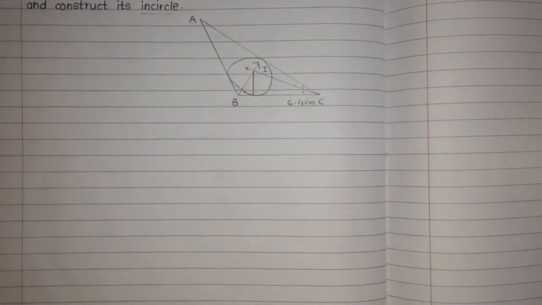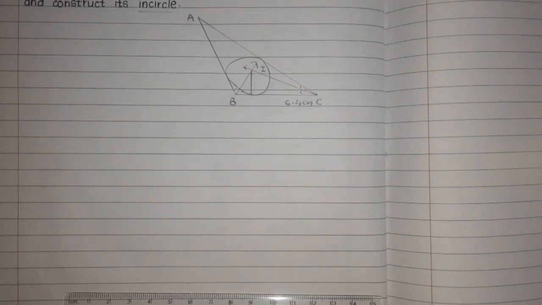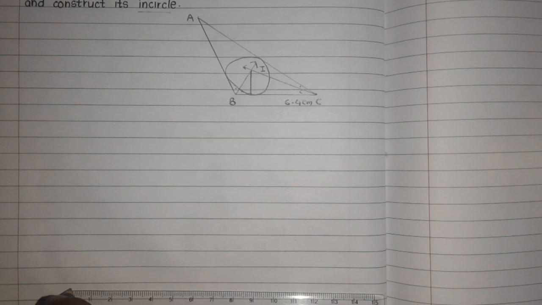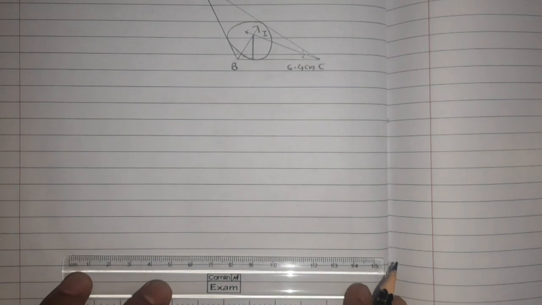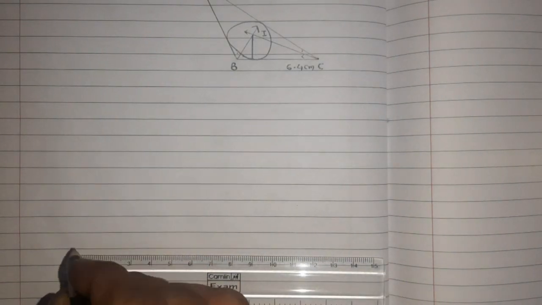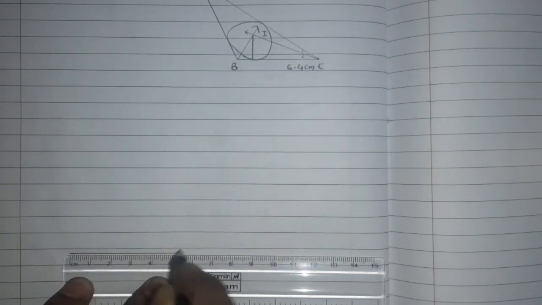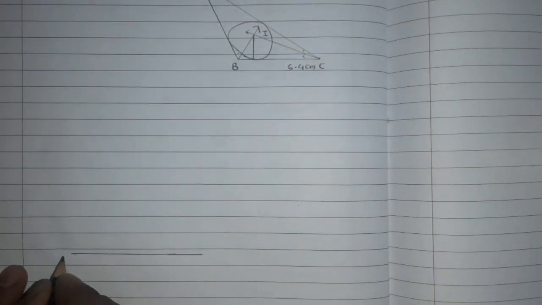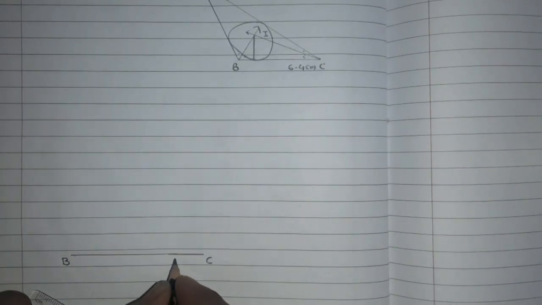For that purpose, dear student, we have to draw the base BC of 6.4 centimeters. Therefore, by using the scale, we have to draw the base BC as 6.4. From here, we have to draw the segment, and this segment is segment BC. We have to label it as BC, and it is 6.4 centimeters.